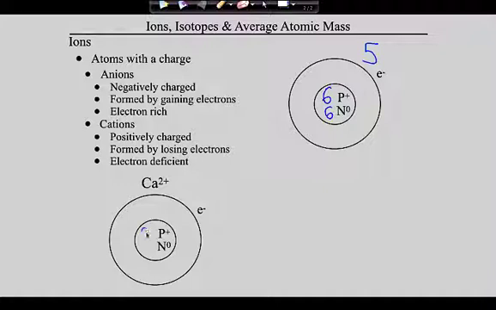Guys, for this to be calcium, it's got to have 20 protons. How do I know? Because calcium is element 20. Every atom of calcium has 20 protons. If it doesn't, it's not calcium. So now we need to know the number of neutrons. The mass of calcium rounds to 40. 40 minus 20 is 20.